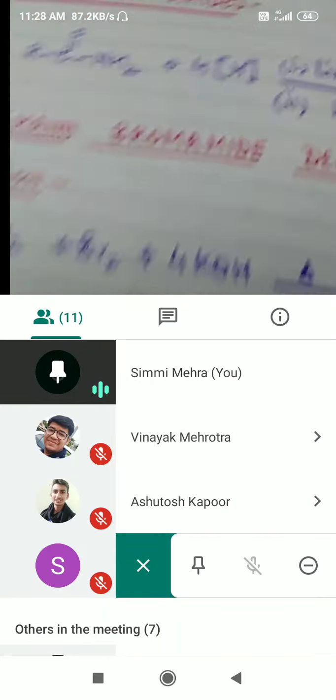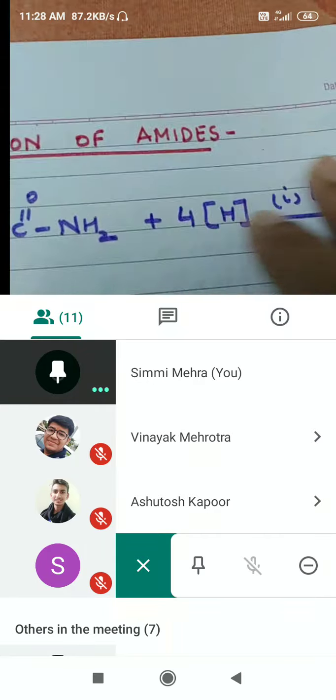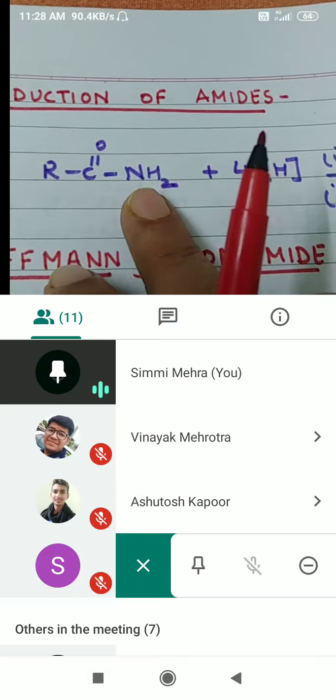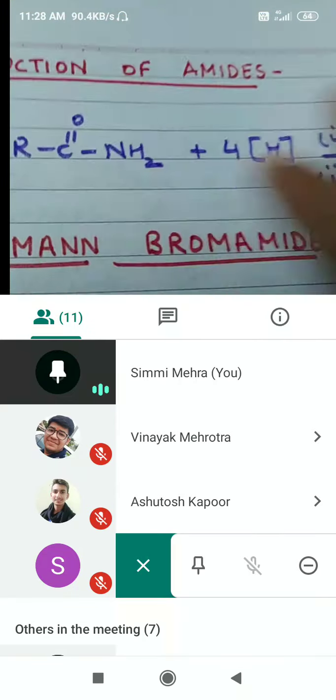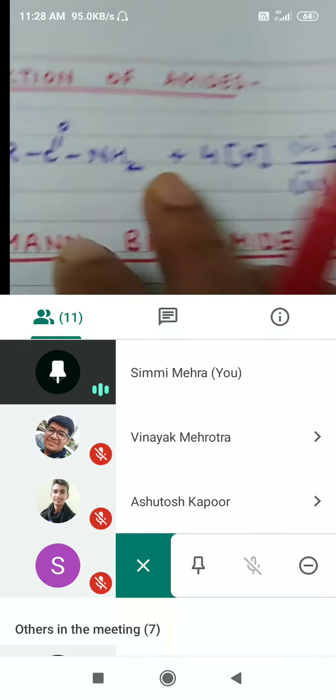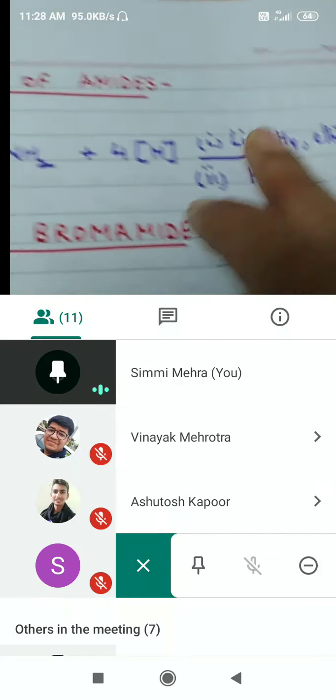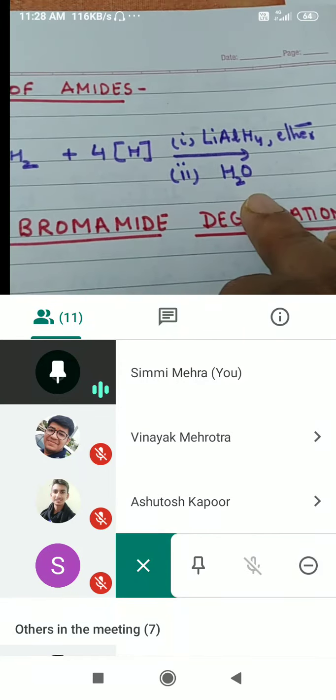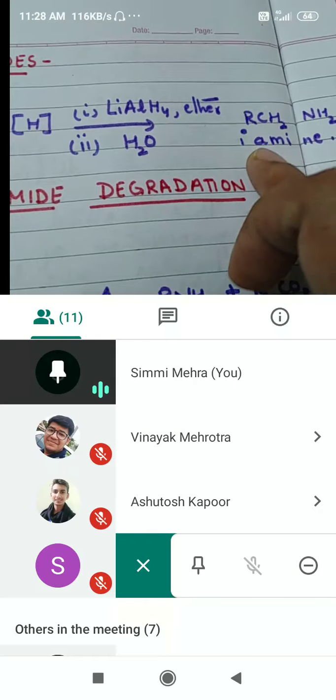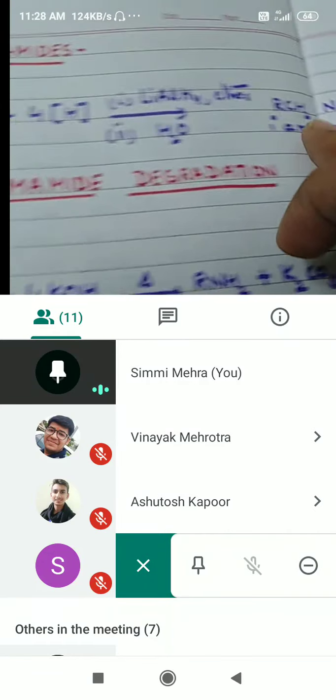Okay, next one is reduction of amides. This is amide, C double bond O NH2. This is an acid derivative. This on reduction with lithium aluminum hydride followed by hydrolysis is going to give you a primary amine.